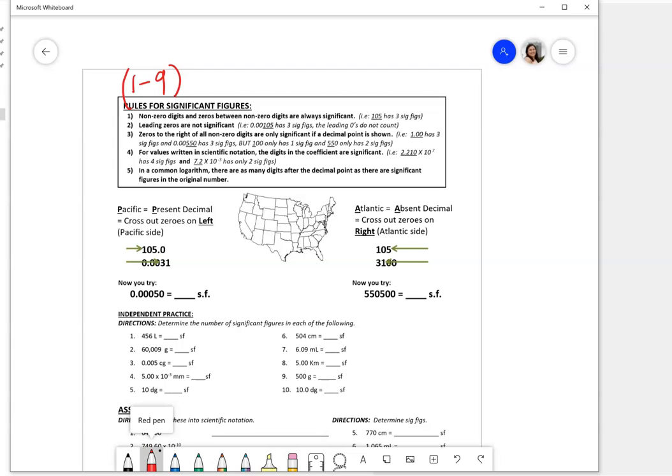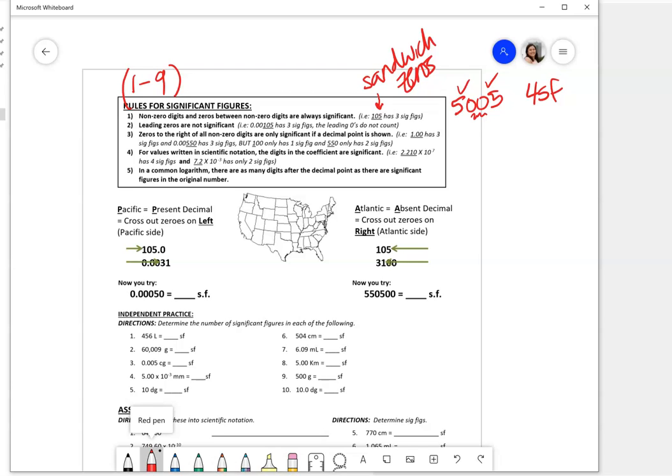Now it says zeros between non-zero digits are always significant. In other words, a zero like this that's there, we call these sandwich zeros. And that's a good way to remember because they are sandwiched in between two significant digits, so they all count. Another example would be something like 5005. That would have 4 sig figs. Why 4? These two count, and these two are sandwiched in, so that counts. And all of those count.